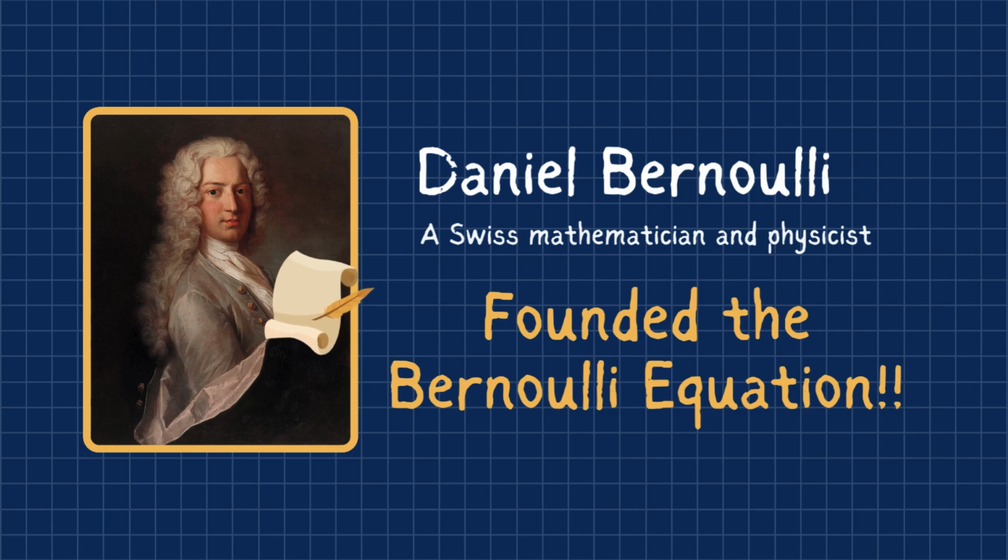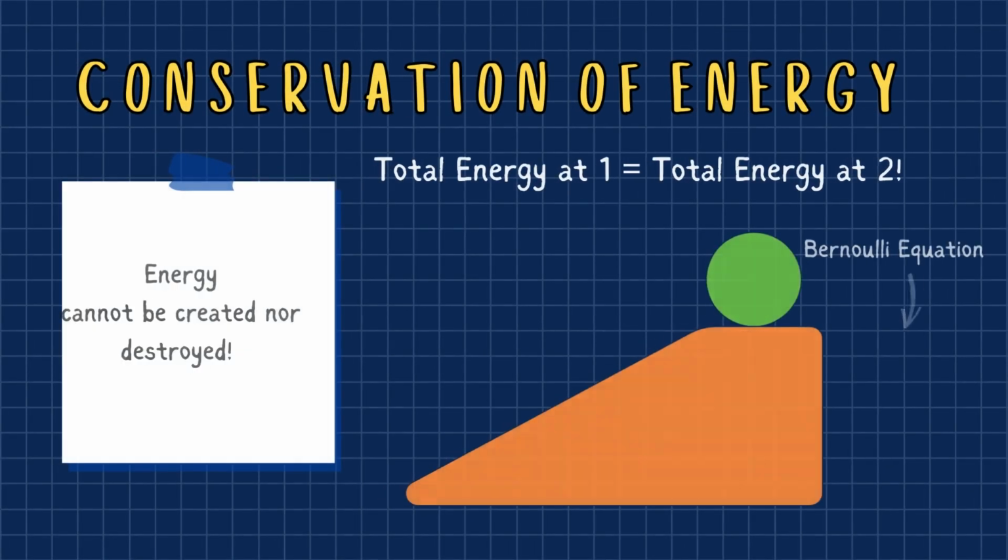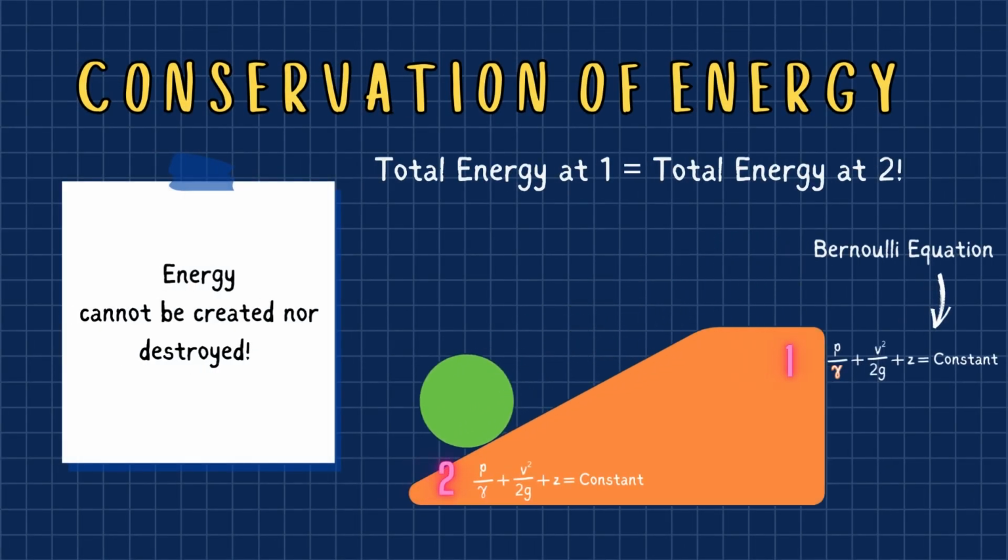The Bernoulli equation was founded by Daniel Bernoulli, a Swiss mathematician and physicist who was studying the laws of conservation of energy, where he established the Bernoulli equation from his findings. The law of conservation of energy states that energy cannot be created or destroyed. It can only be transformed from one form to another or transferred from one location to another.